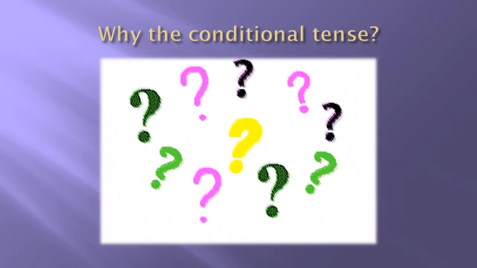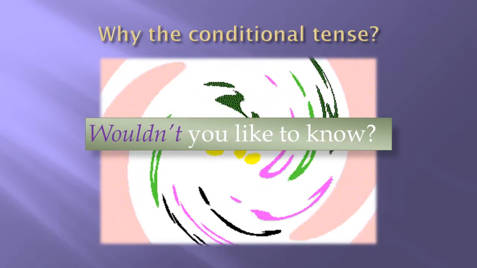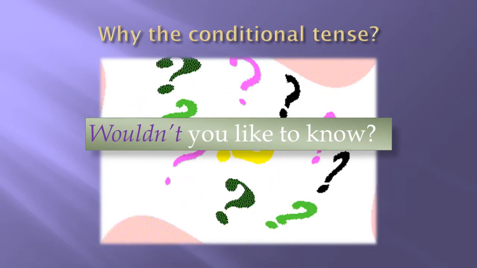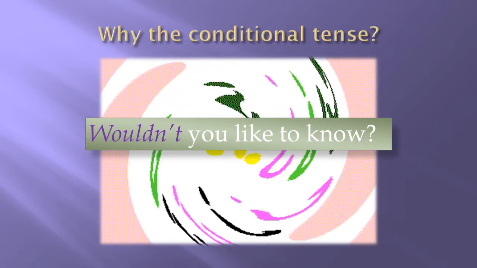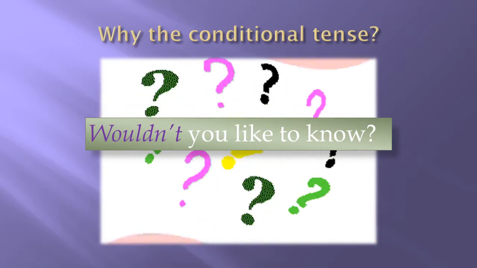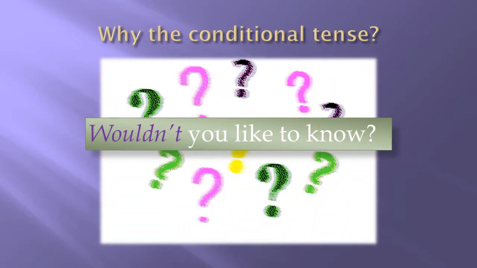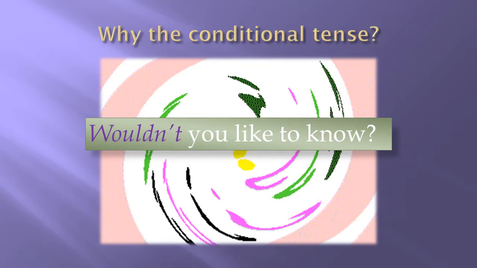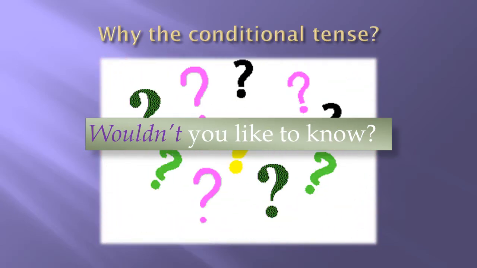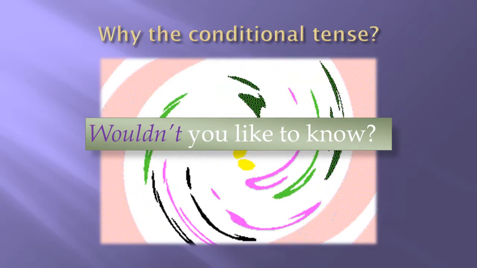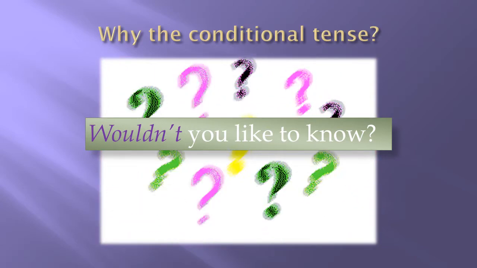So what is this conditional tense? We're looking at it right after the future tense because it is a little bit like the future, except it's a lot more iffy. We use it when we're talking about things that we would do, like, I would like to eat pizza tonight, or I wouldn't do that, or would you be able to help me right now?